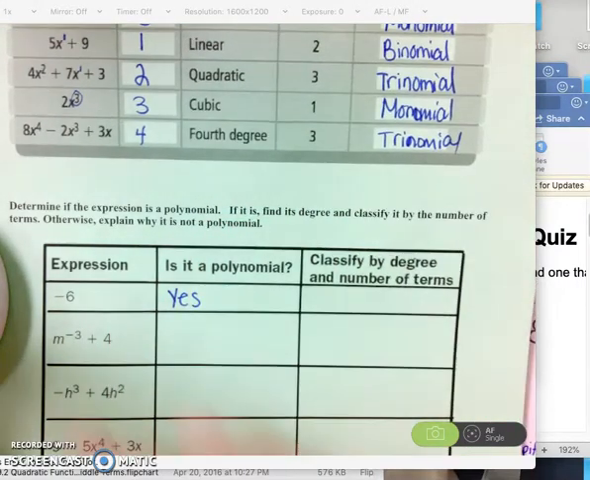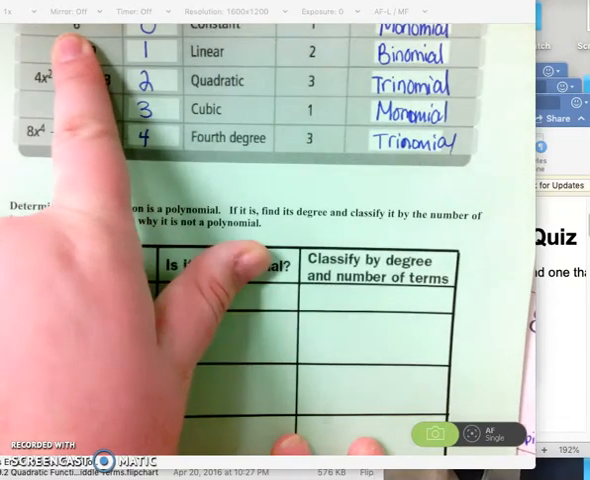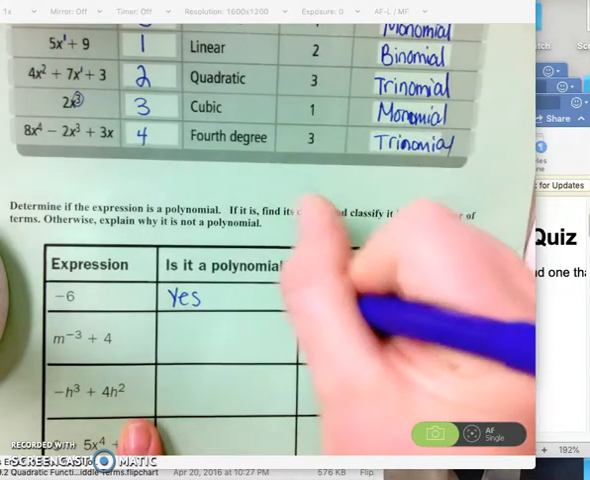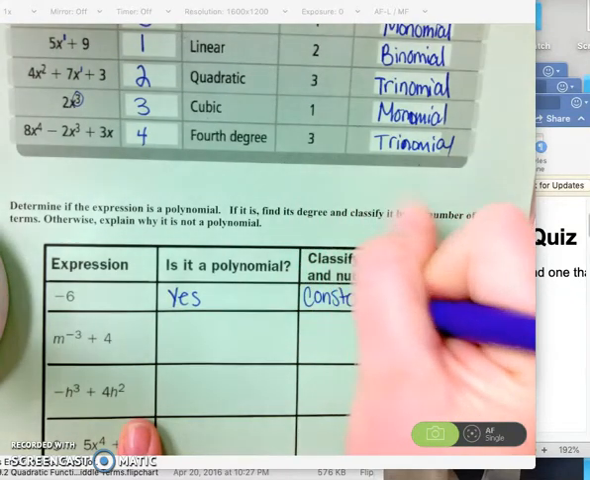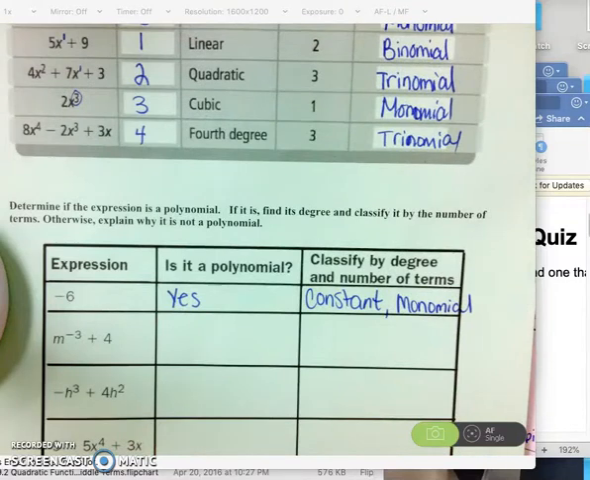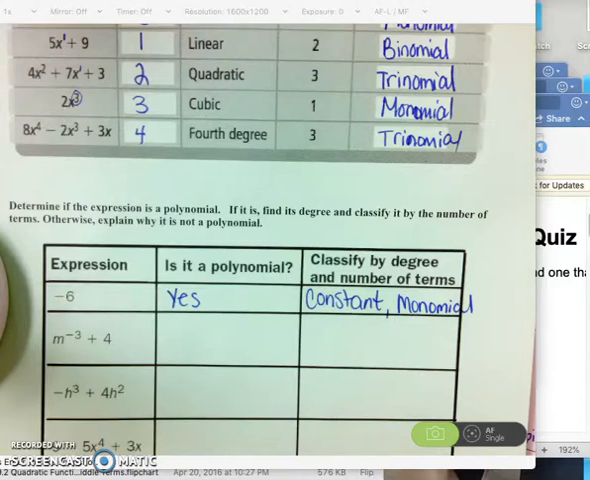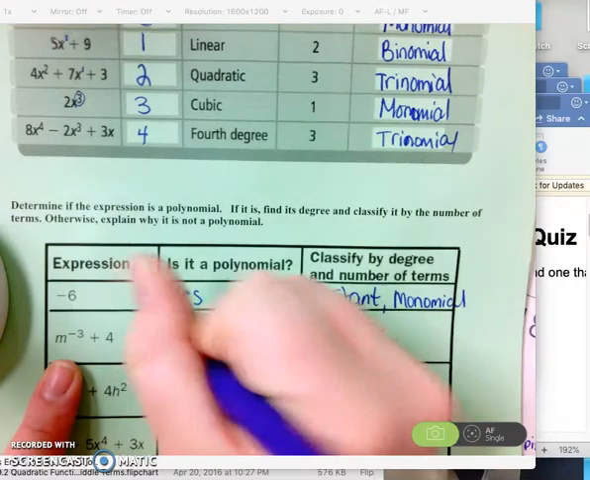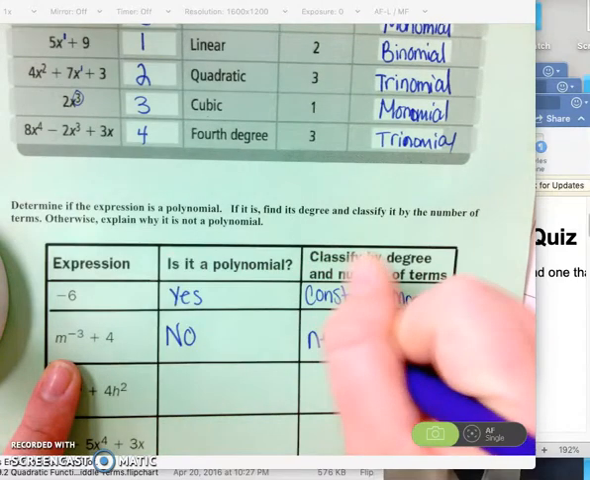Because the degree is 0, classified by degree and number of terms, it would be a constant and a monomial. But we did say that we do not want negative or variable exponents, like exponential. So we have a negative exponent, so no negative exponent.